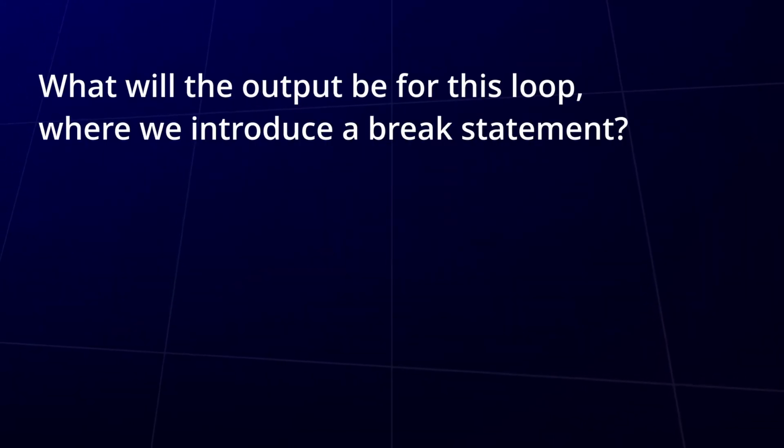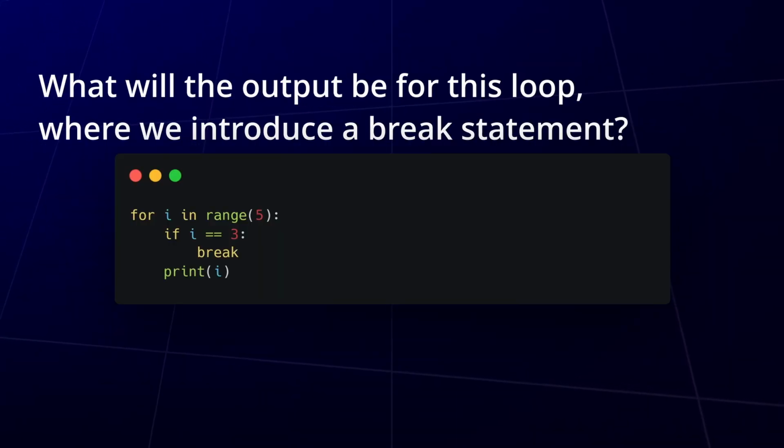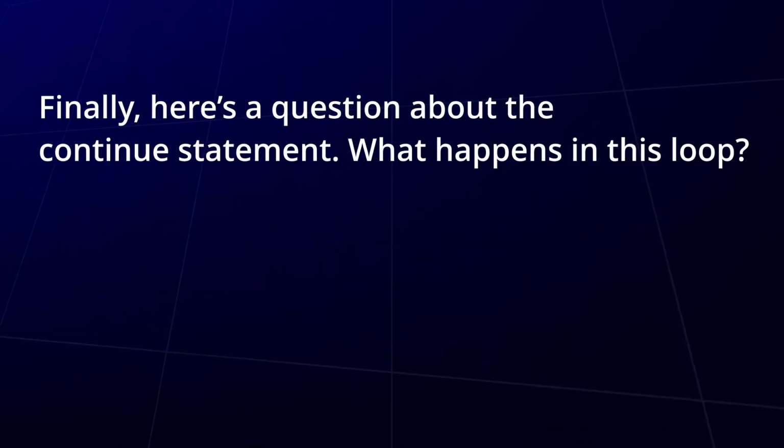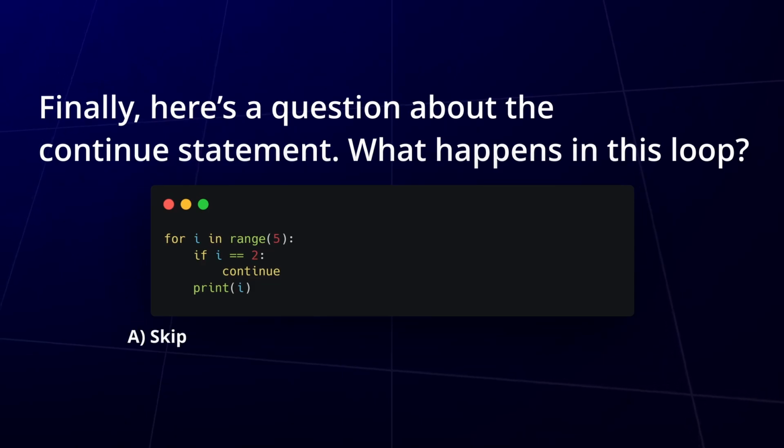Question 4. Let's return to for loops. What will the output be for this loop, where we introduce a break statement? And finally, question 5. Here's a question about the continue statement. What happens in this loop?